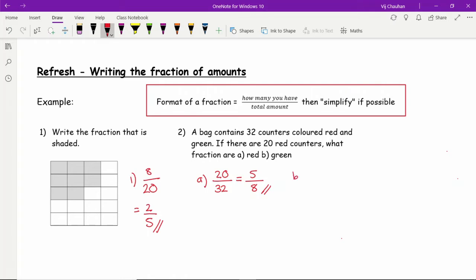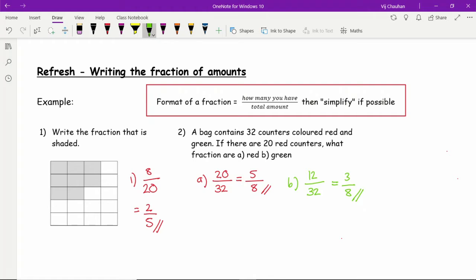Now for B, let's use green, for the obvious reason. We're looking at how many green counters there are. Again, there are a total of 32 counters. If 20 of them are red, then all I've got to do is 32 take away 20, which is 12. Then can I simplify this fraction? Again I can, because they're both even. What number goes into both 12 and 32? That will be 4. How many 4s go into 12? That would be 3. And how many 4s go into 32? That would be 8. And there we go.